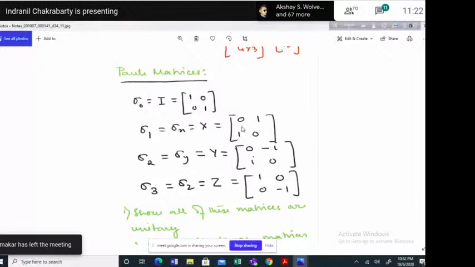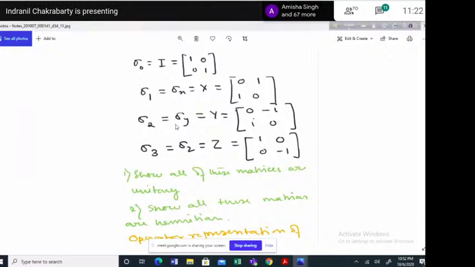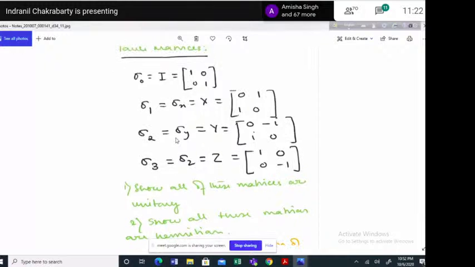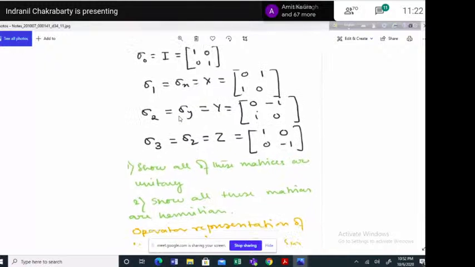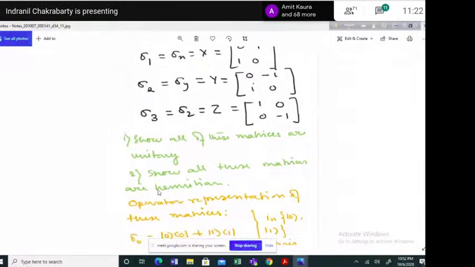So now I am asking you to check out all these conditions. Show all these matrices are unitary. I told what is a unitary. I told what is a Hermitian matrix. So all these matrices are Hermitian.